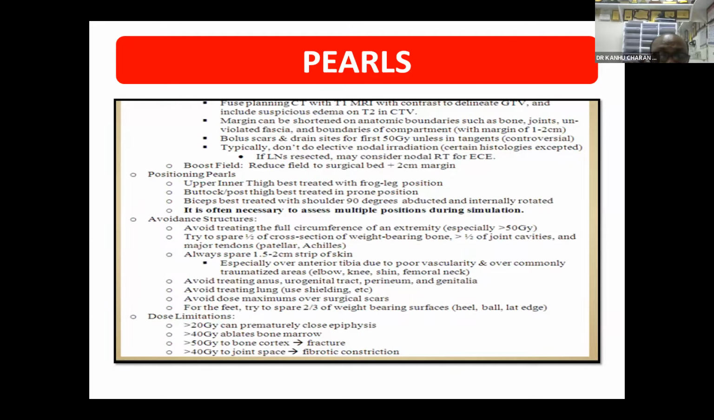More than 20 gray can prematurely close the epiphysis. So if you contour the epiphysis, put less than 20 gray. Bone marrow: try to decrease the bone marrow dose if possible to less than 40 gray. If there is a bone cortex involved and going more than 50 gray, there is a high chance of fracture, and more than 40 gray causes fibrotic constriction.